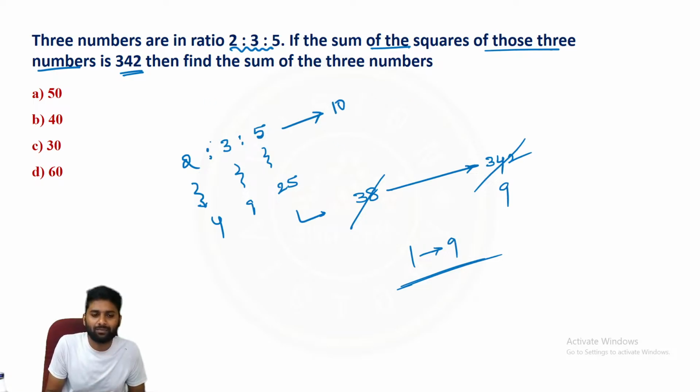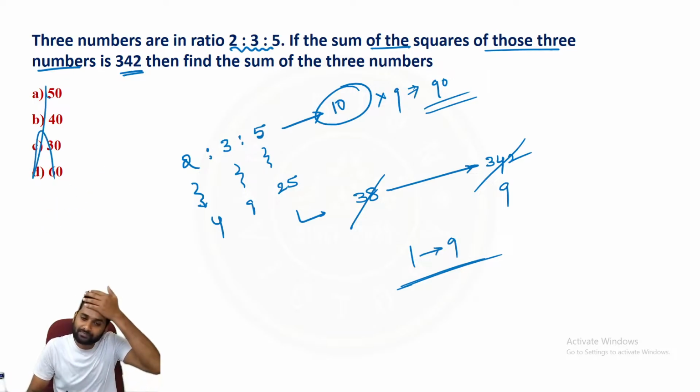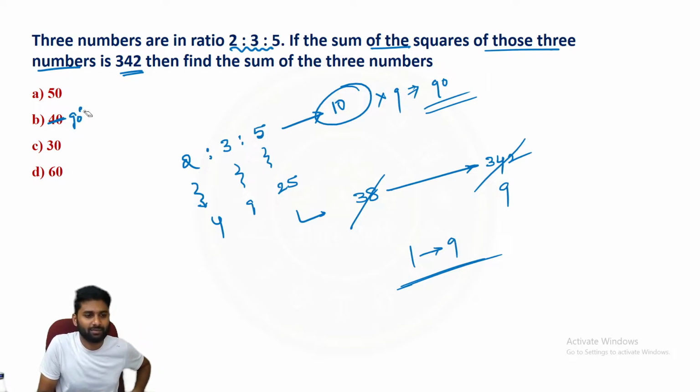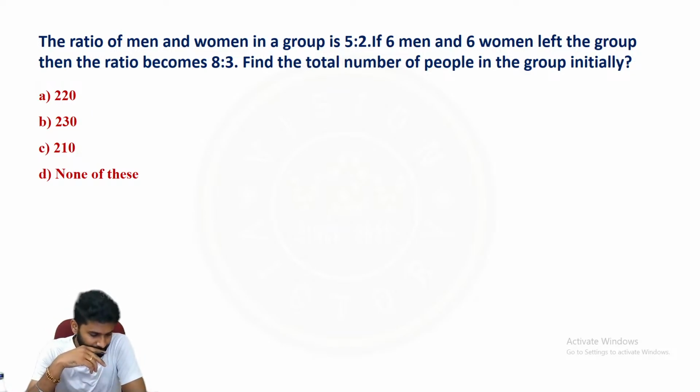Here the question, find the sum of the three numbers. The sum of the three numbers is 10 units. If 10 is multiplied with 9, then the total value is equal to 90. Here, the sum of the three numbers is equal to 90. 90 is the correct answer. Clear? Sum of the three numbers is 90. On to the next one. Very good, Nanamai. 90 is the correct one.